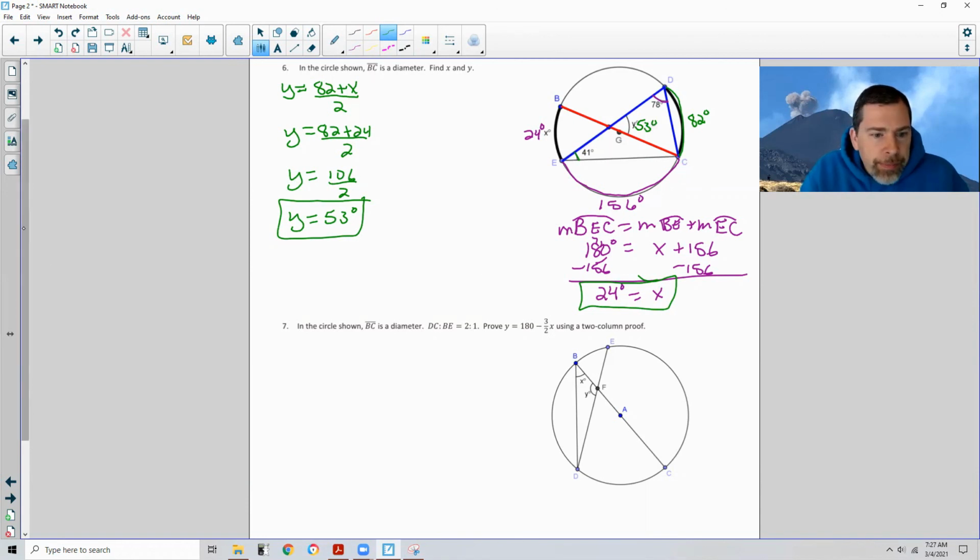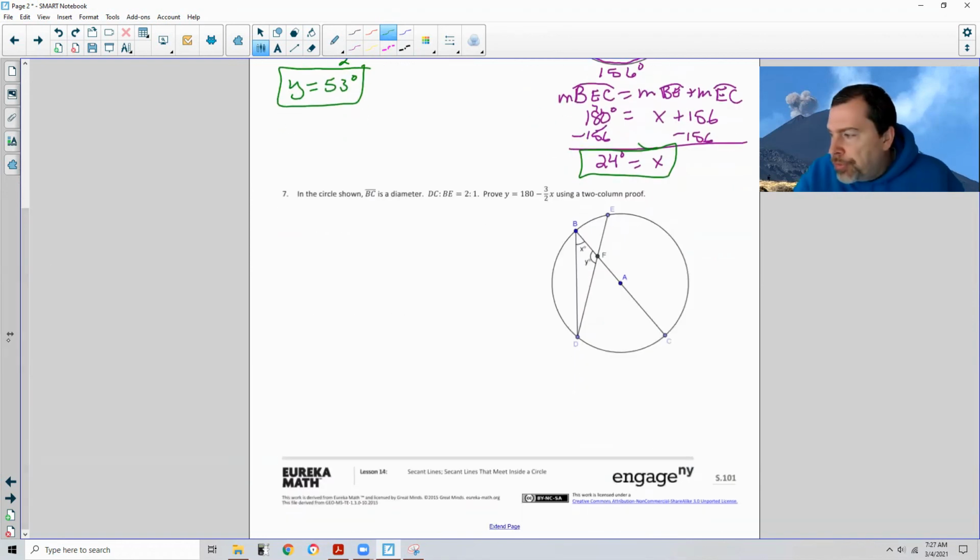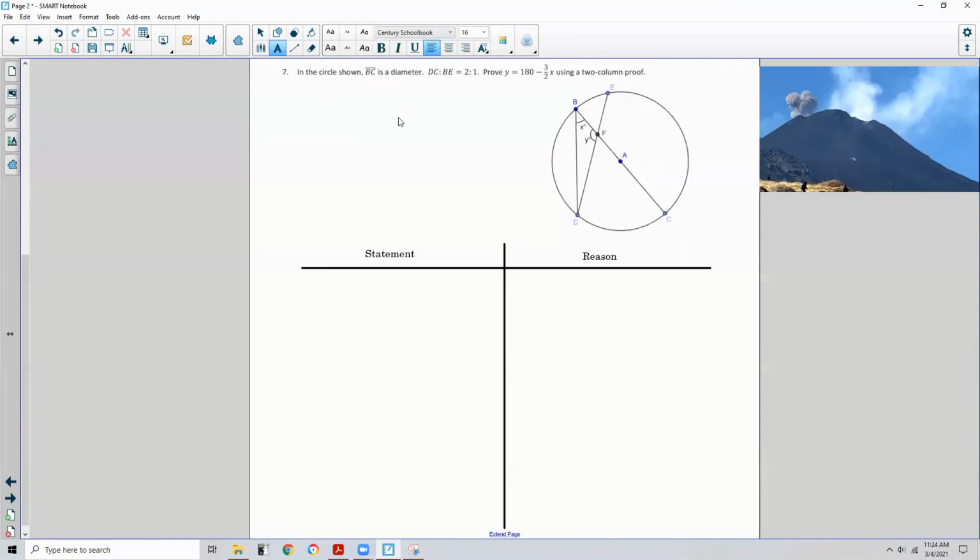There's x, there's y. Number 7 is a proof. So let me bring in my table, 2-part proof. Okay, so here's my statement reason. Set up my 2-part proof, column proof. Statement. So the first thing I'm going to do is list my givens. BC is a diameter. Okay, so BC is a diameter.